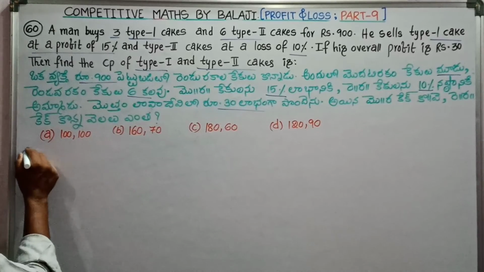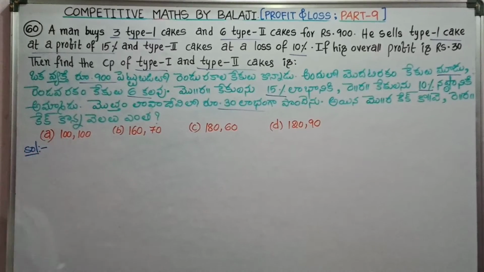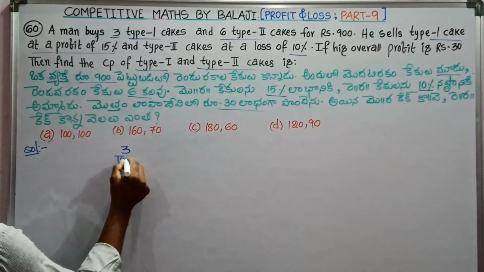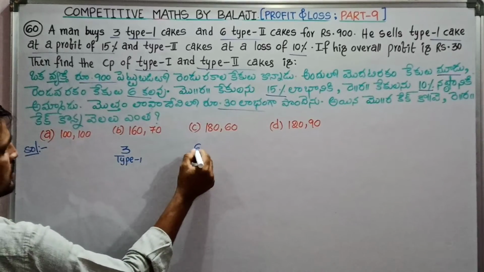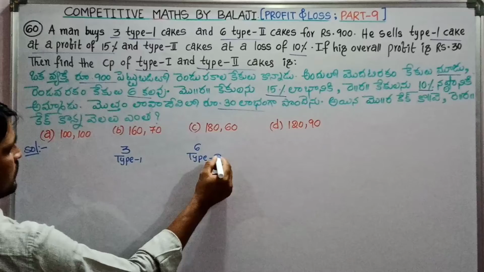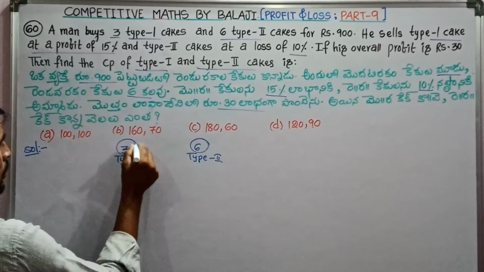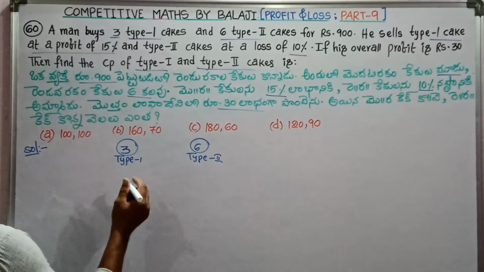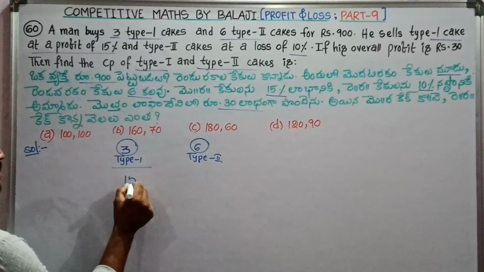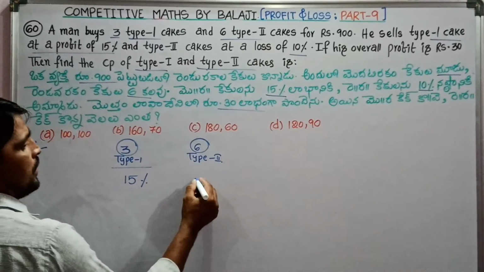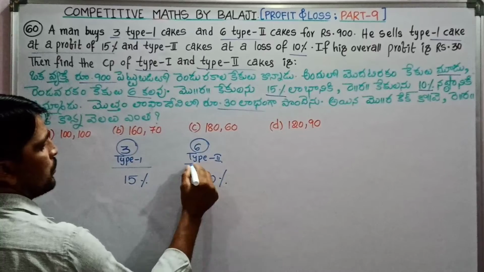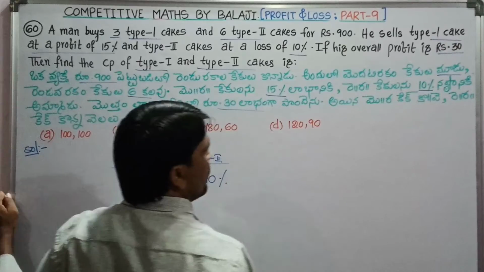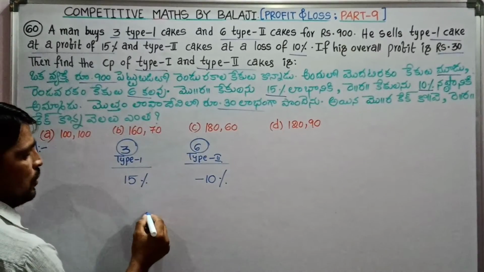Yes. Solution. He bought 3 type 1 cakes and 6 type 2 cakes. Number of cakes of type 1 is 3, type 2 are 6. And he made a 15% profit on type 1 cakes and a 10% loss on type 2 cakes. And the overall profit is given in rupees. Let us convert it into percentage.